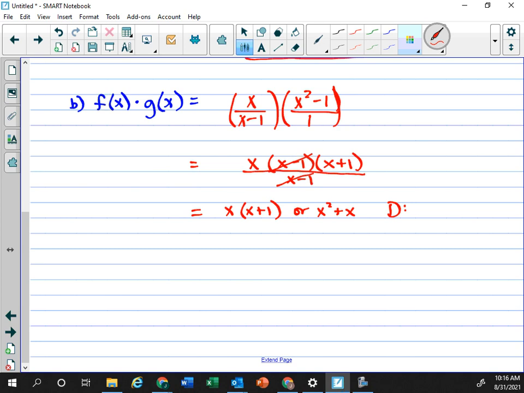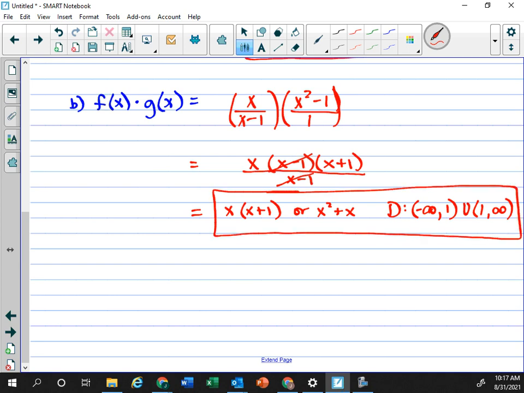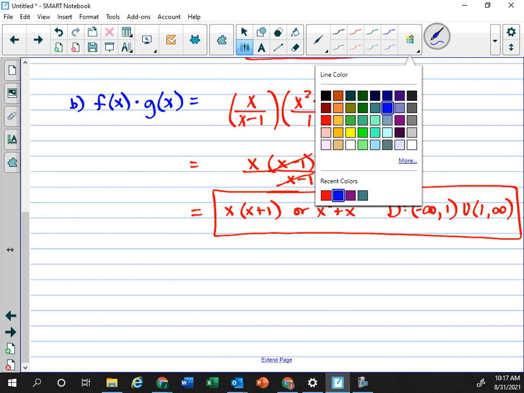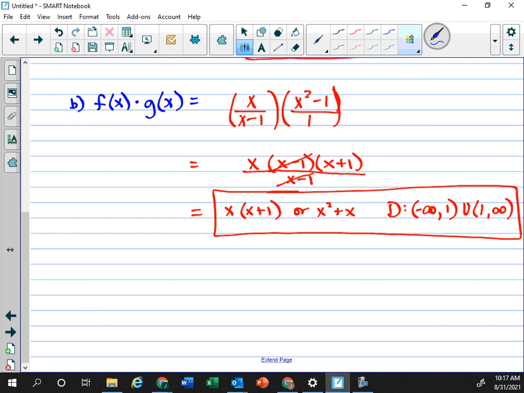So negative infinity to 1, 1 to infinity. All right, we'll do one more with these two functions. Let's find f of x divided by g of x.